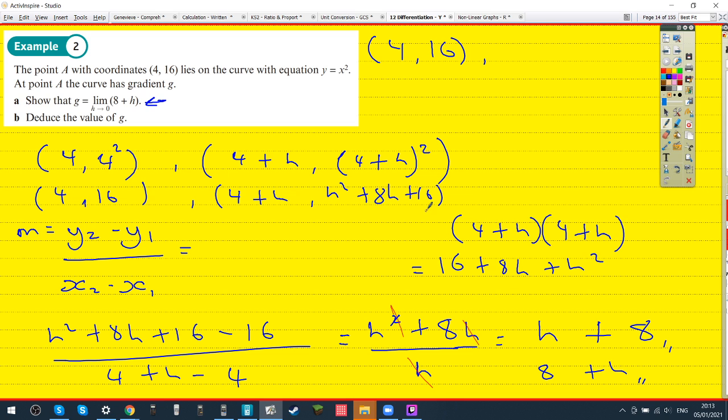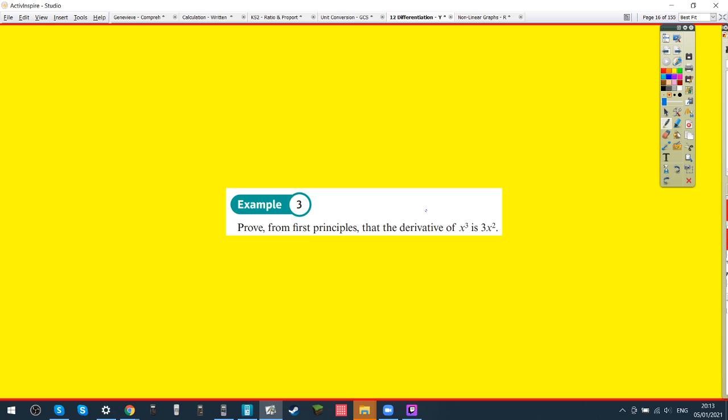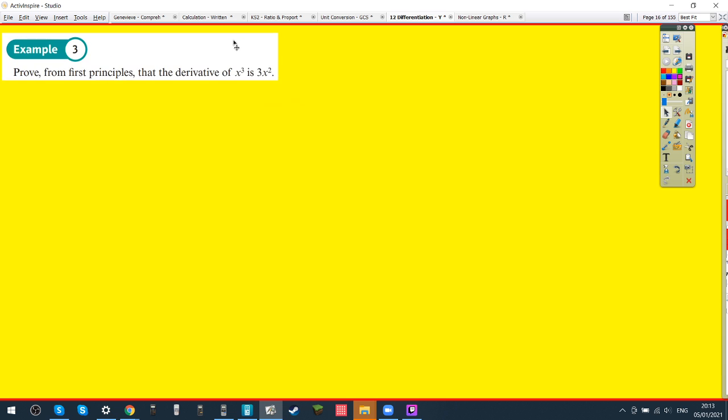So this is just proving it. I'm not a big fan of this. Well, proof is proof, I suppose. But what's this all about? Prove from first principles. I don't want to spend a long time on this.